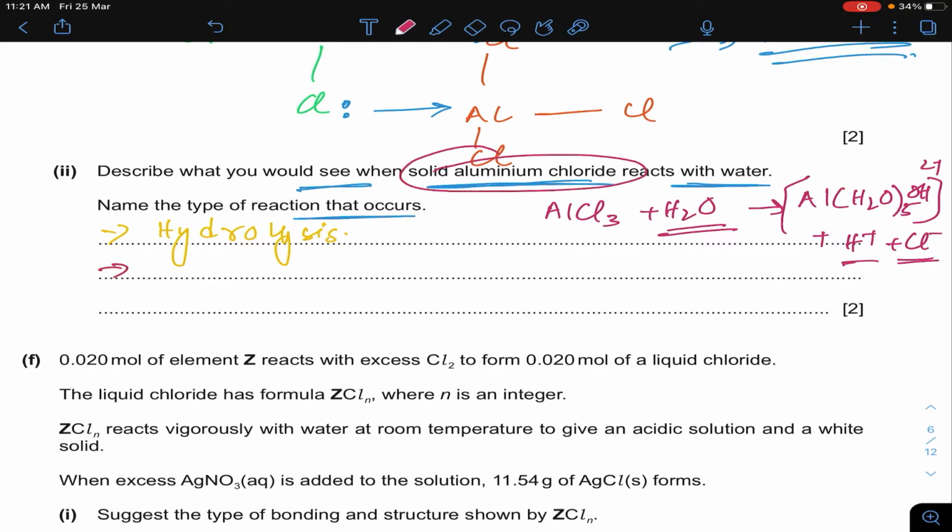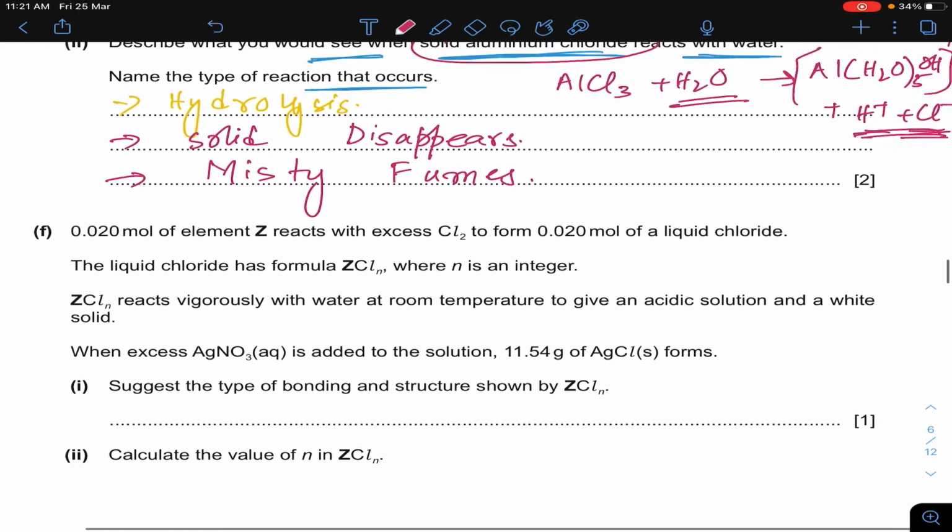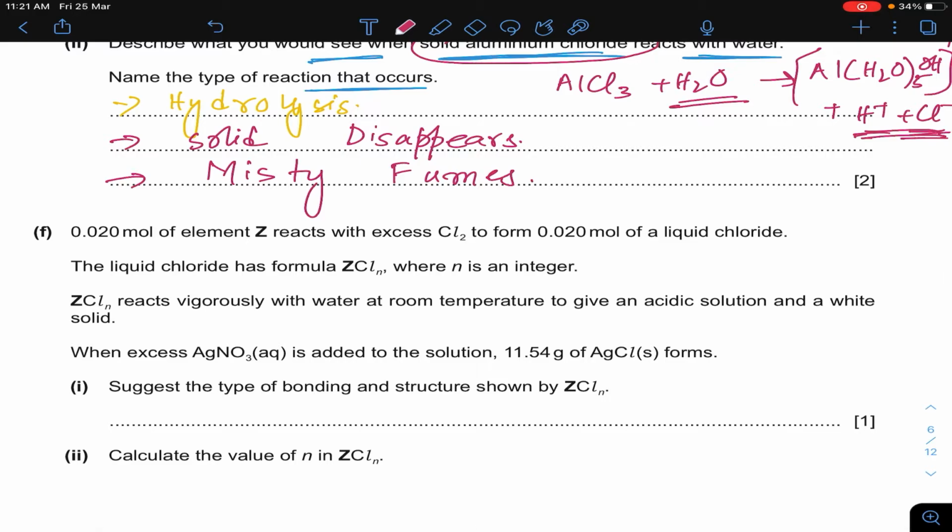So the solid disappears, and as HCl is forming, we can say that misty fumes or steamy fumes are produced. This would be the observation when aluminum chloride dissolves in water. It turns the water acidic, it lowers the pH of the water, so you can also say that it turns blue litmus paper red.